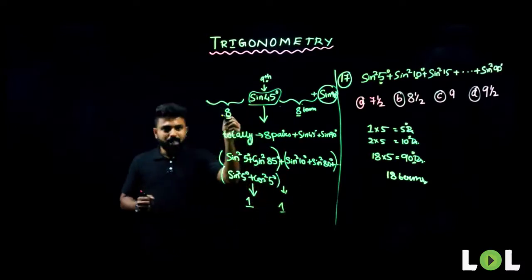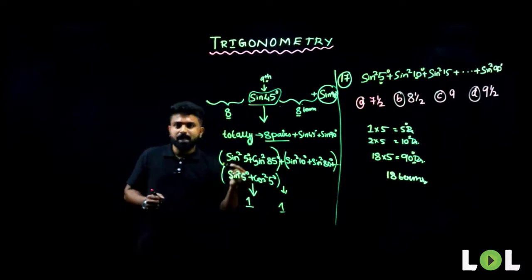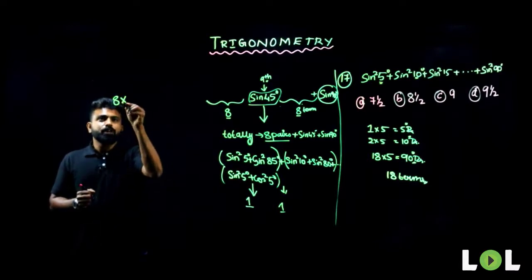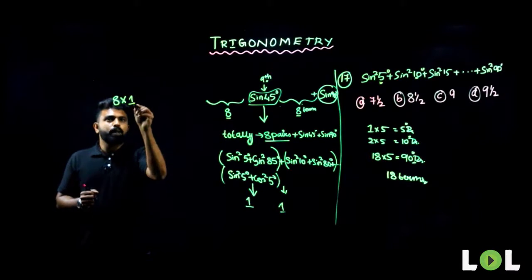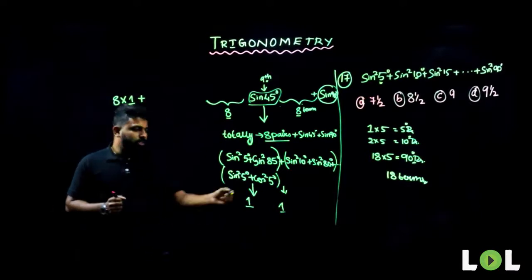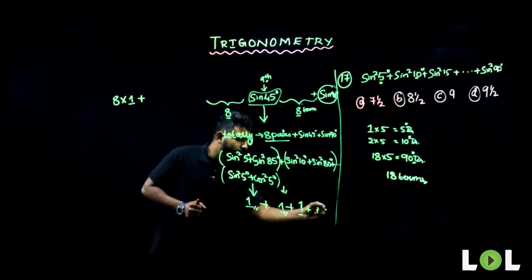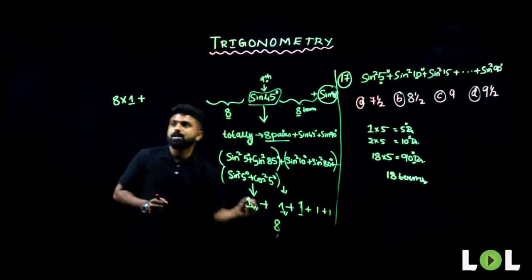So how many pairs are there in total? There are totally 8 pairs. So what will be my answer here? It will be 8 pairs into the value of one pair, which is 1. Because 1 pair gives 1, 2 pairs give 2, 3 pairs give 1 plus 1 plus 1, that is 3. Similarly for 8 pairs it will be 8. That's what I've got here.